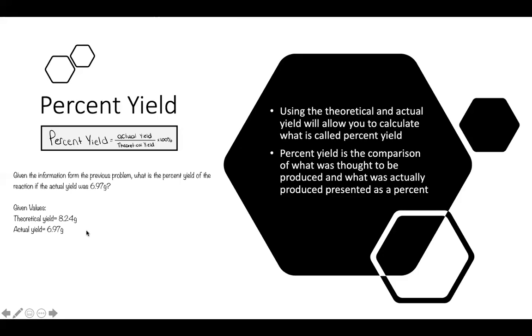Let's say that in our real-life reaction of aluminum and Cl2, we produced an actual yield of 6.97 grams. We can use the equation for percent yield and divide our actual yield by the theoretical yield. You have the mass produced over the max amount that could have been produced. Then we will want to multiply by 100% to get the desired percent unit. When we plug in our values, we receive a percent yield of 84.6%.